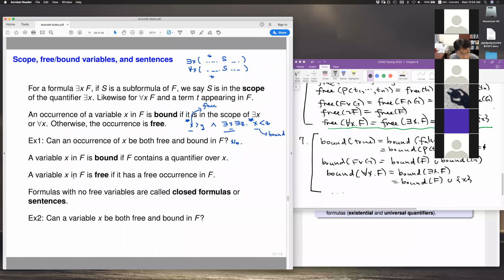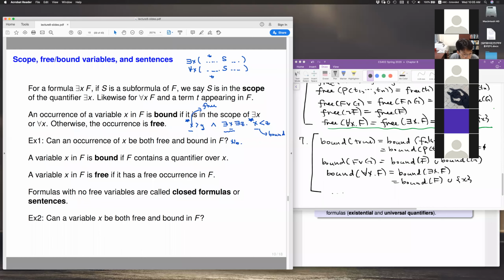We say a variable X is free if it has a free occurrence in M. In this example, the variable X may appear multiple times in a formula F. When we talk about variable X being free, we are only asking for just one occurrence, one or more occurrences, that appears in formula F.